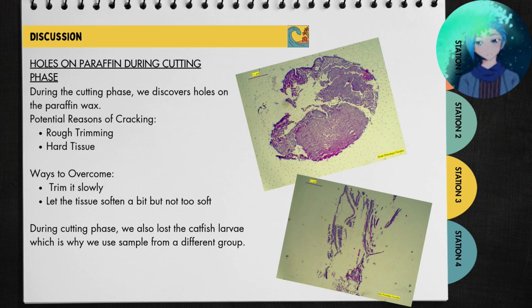Holes in paraffin during the cutting phase. During the cutting phase, we discovered holes in the paraffin wax. The potential reasons are rough trimming and hard tissue. Ways to overcome: trim slowly and let the tissue soften a bit, but not too soft. During the cutting phase, we also lost the catfish larvae, which is why we used samples from different groups.